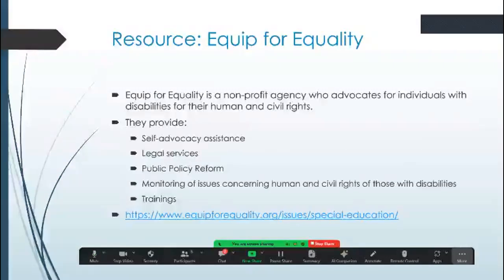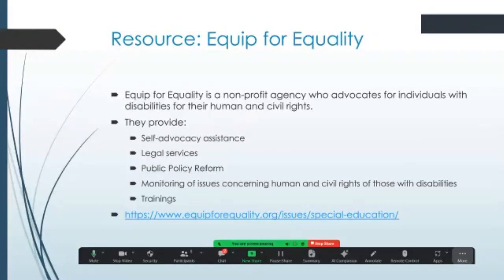I wanted to share a resource with you guys called Equip for Equality. This is a nonprofit organization who advocates on the behalf of individuals with disabilities for both their human and their civil rights. They can provide self-advocacy assistance, not only for you, but also for your child to help them advocate for what they need for employers as well as school districts.